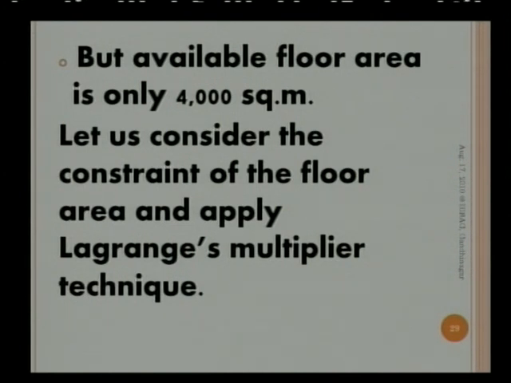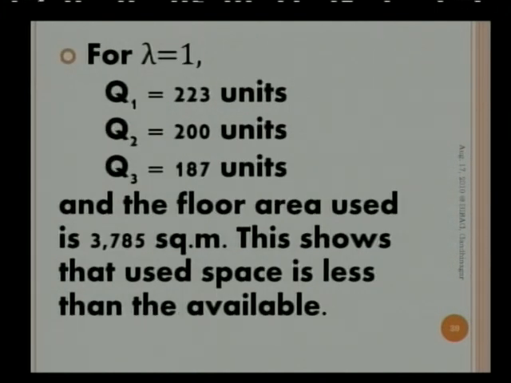So let us apply the constraint of floor area and Lagrange's multiplier technique. We start with lambda equal to 1 and use the formula in terms of Lagrange's multiplier to get the economic order quantity. On the slide you can see that Q1 is equal to 223 units, of second type you have 200 units, and third type 187 units.